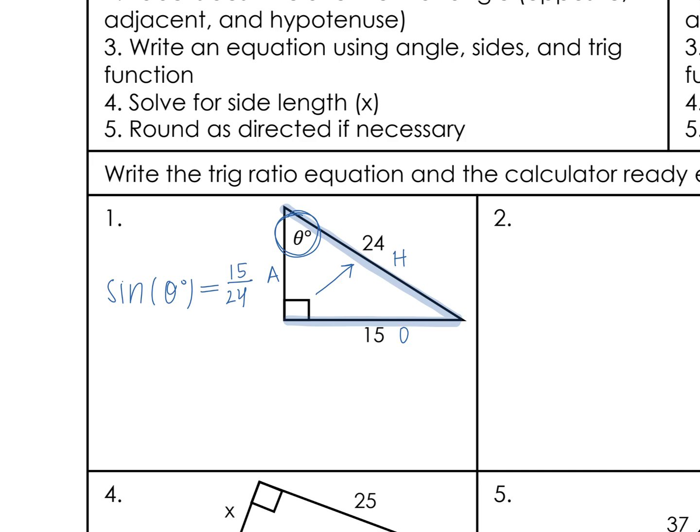Now, the key thing is when you are solving for your angle, you are going to use inverse trigonometry, which will allow you to switch those two. We'll switch our angle with our ratio. And so we are going to get inverse sine of 15 over 24 is equal to my theta.